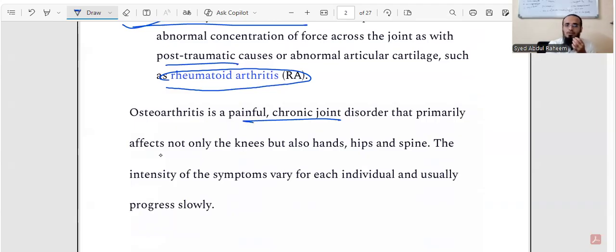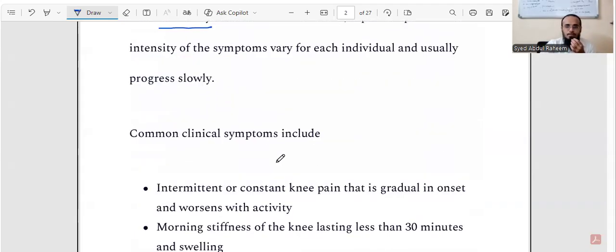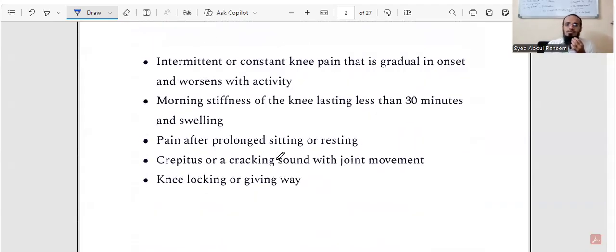It will not only affect the knees, but wherever you have a synovial joint, it will affect it. So what are the symptoms? Knee pain, sometimes regular knee pain, sometimes intermittent knee pain. When you do some work, gradually the pain increases. With activity, the pain increases. And there is stiffness in the knee.